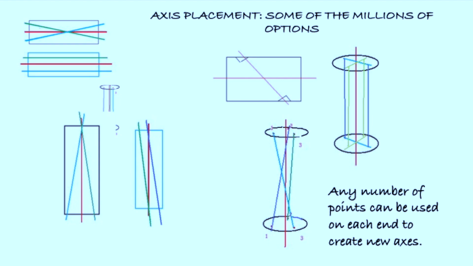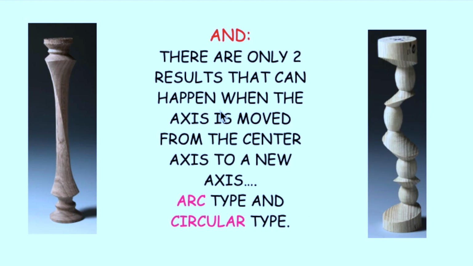About the axis placement, the pictures in the upper left-hand corner are the two basic ways that the axis will be changed relative to that red center axis. It's either going to be parallel, meaning the same distance and direction from the center axis, or not parallel, which is twisted across that axis or any line parallel to that center axis. The rest of these are just ideas about all the millions of ways the new axis can be placed. And there are only two results that can happen when the axis is moved from the center axis to a new axis: arc type and circular type.